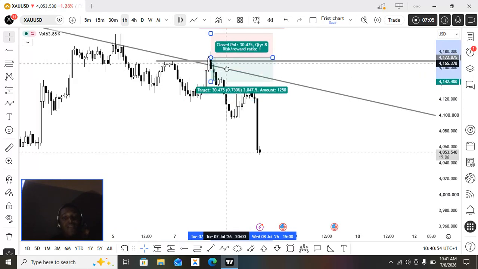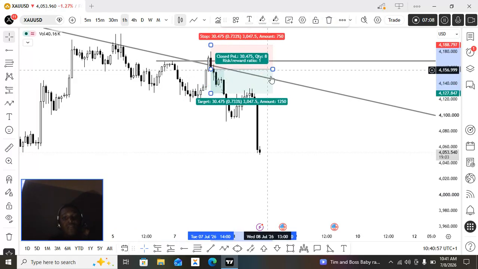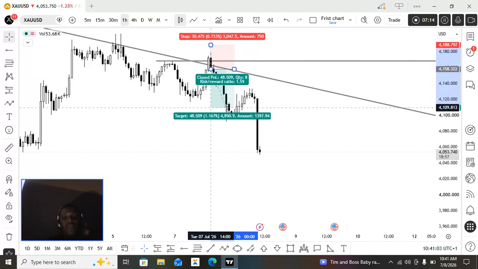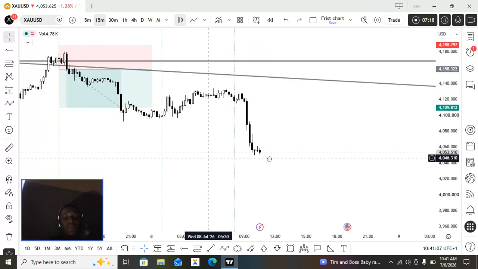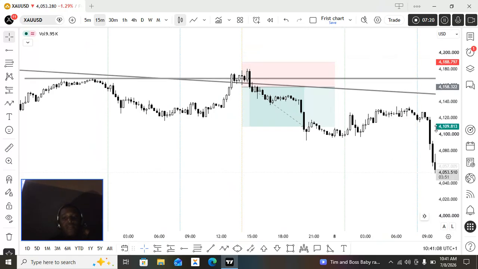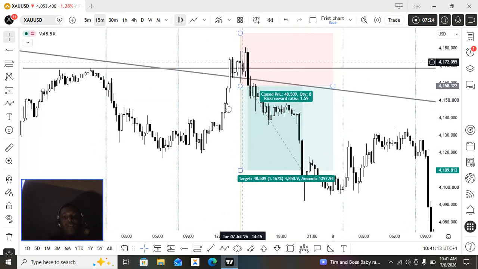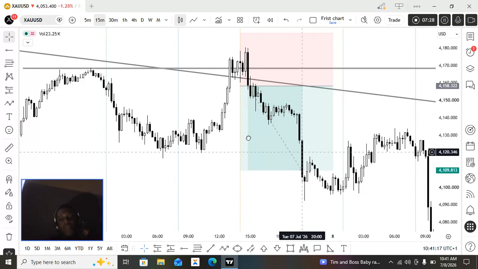And the market formed this signal at the New York session. So you know that there's going to be volume in the market. Let me show you. That's it. This was formed during New York. This red line indicates New York. This market formed during the New York session and crashed down.